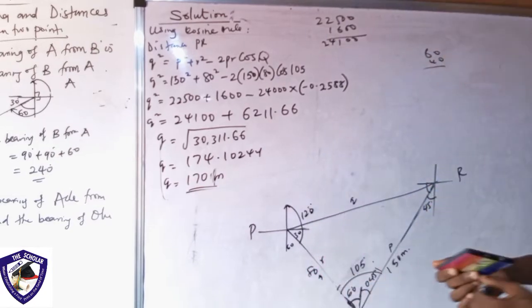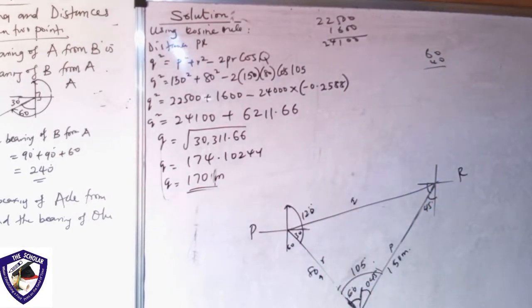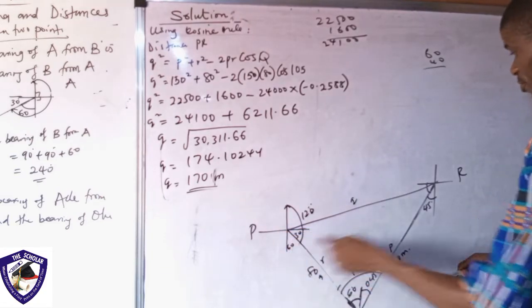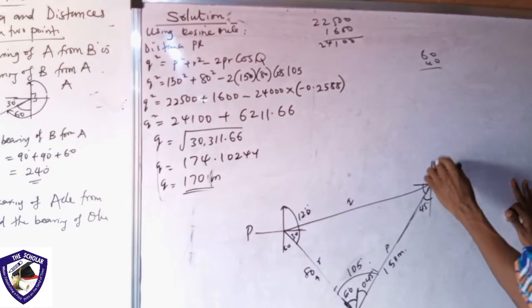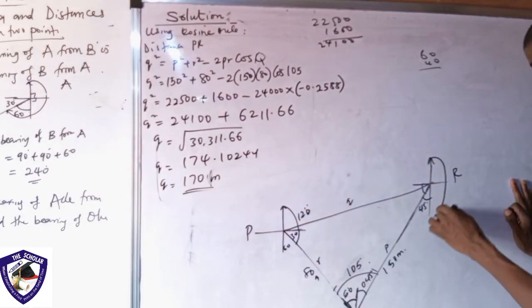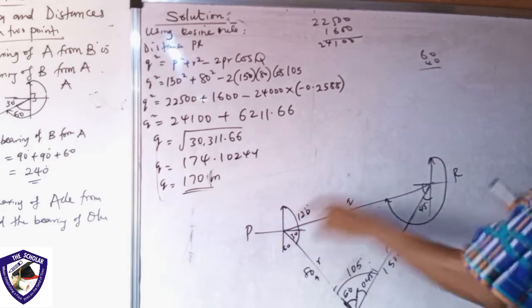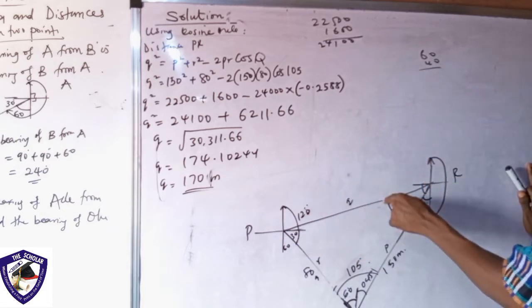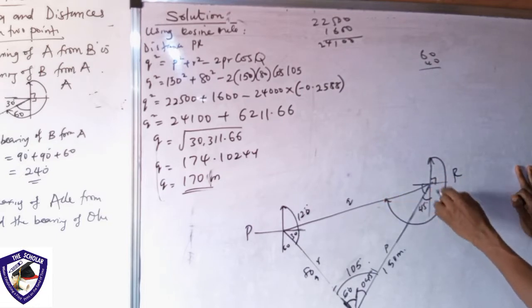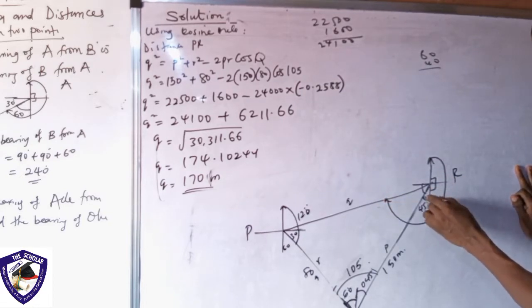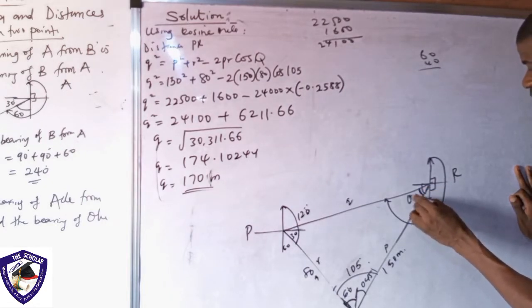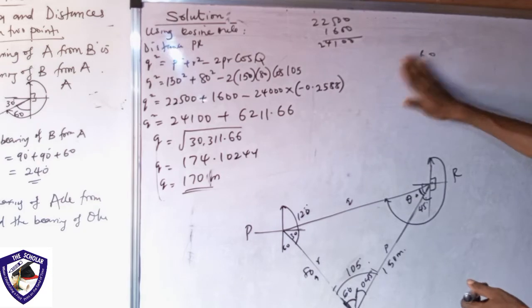The two significant figures. So the second part of the question, we are asked to find the bearing of P from R. Bearing of P from R. So we take it from the North Pole. This is it here. Until you get into P. So we're having 90, 90, 45 plus this internal angle. So we need to get this angle. Let's call it angle theta. So to get that angle theta, we use what?